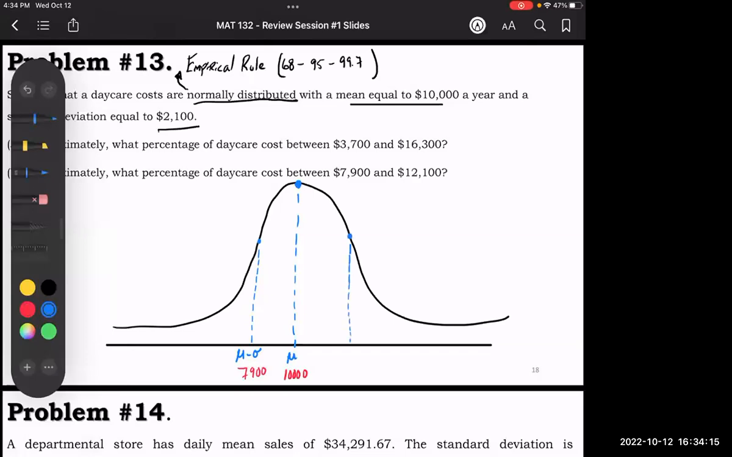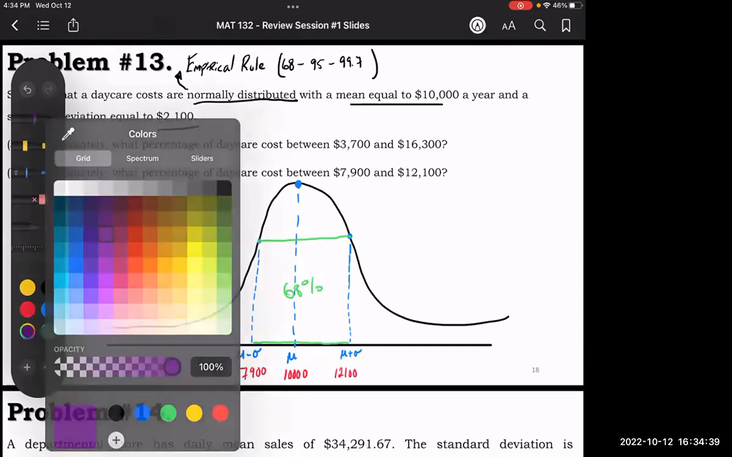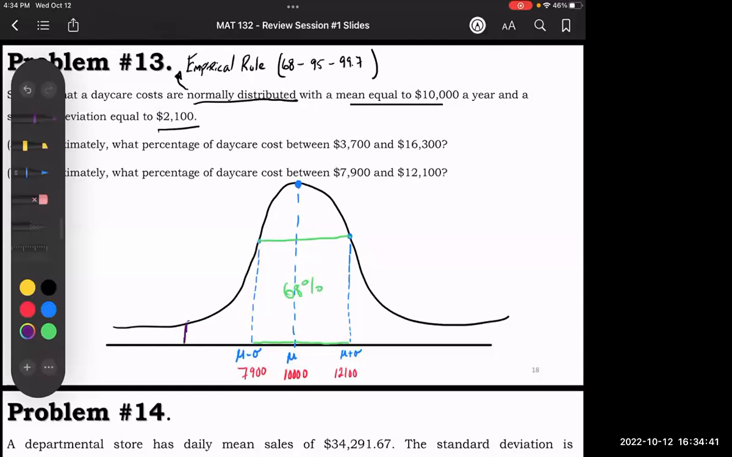On the other hand, if I were to add the mean to the standard deviation, mean plus standard deviation, 12,100. So this would imply that 68% of your values are in this range. Now let's do it for 2 standard deviations, below or above the mean.